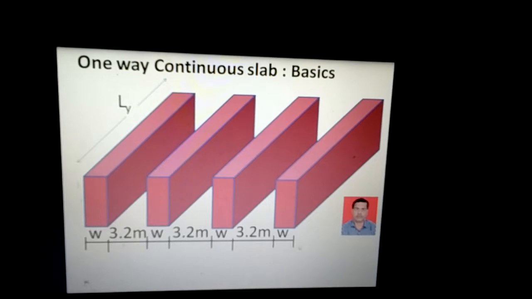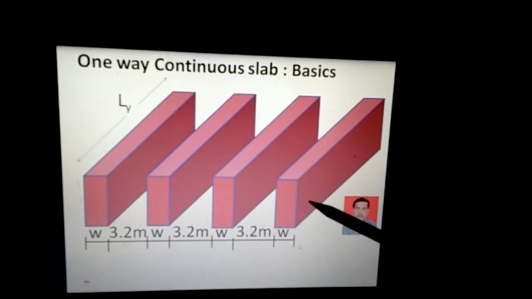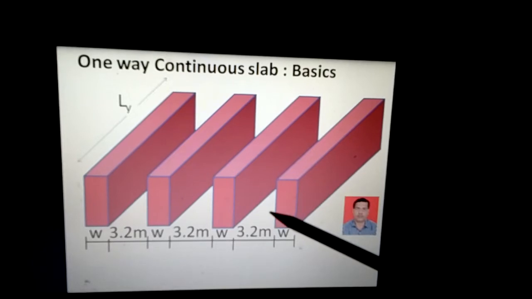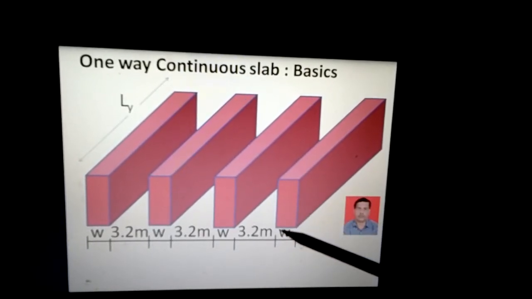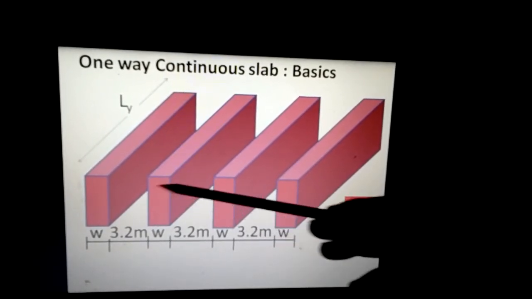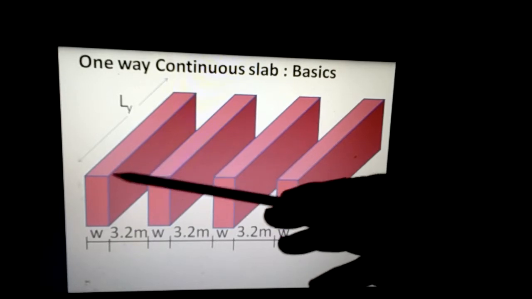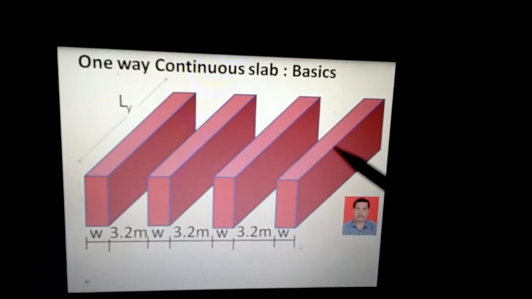The slab is continuous, that is, extending from one span to another span and then to another span. The number of supports always has to be more than 2. In this case we have taken 4 supports, that is, a one-way slab comprising 3 spans. The span length is taken as 3.2 meters and the length of the slab is Ly. This can be any value according to the situation of the building.